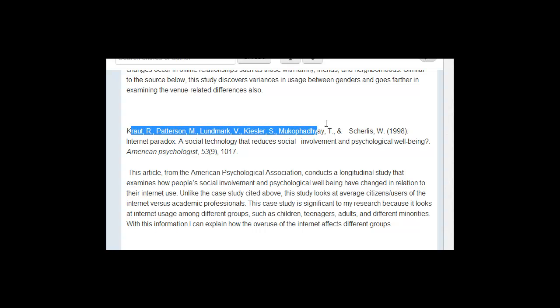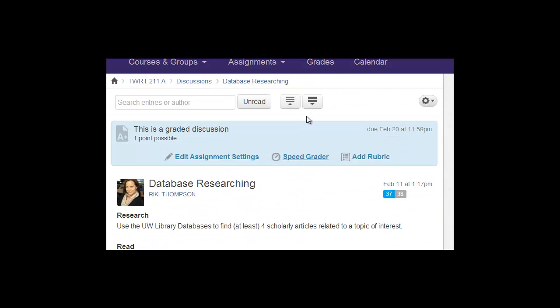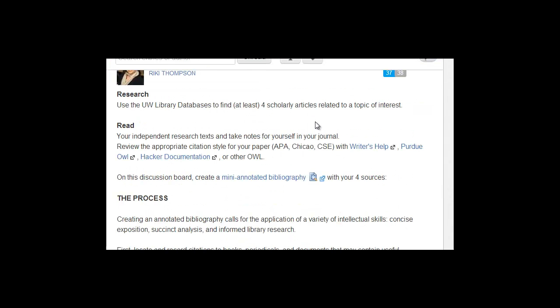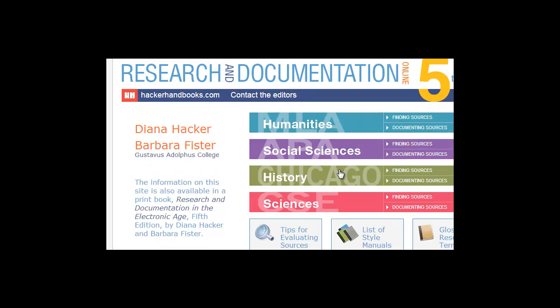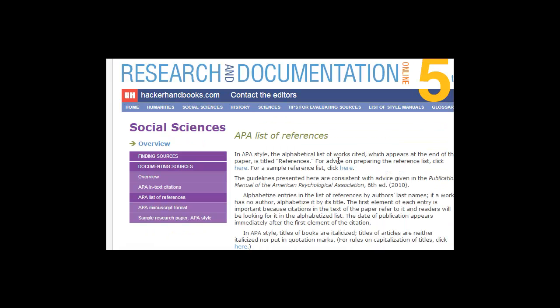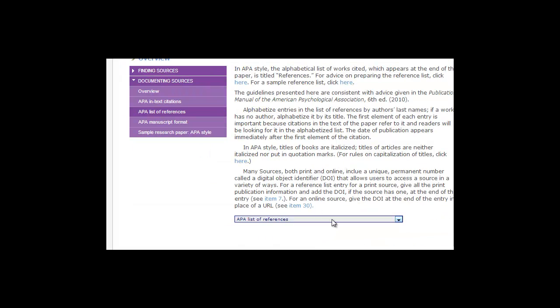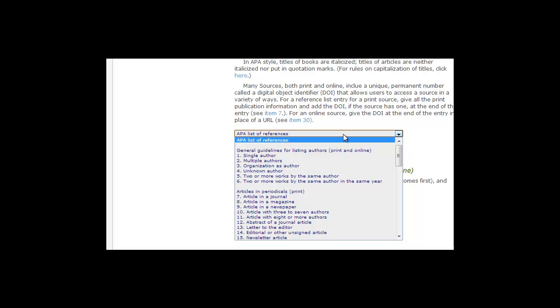Again, we have authors and then year. Again, now I'm feeling like I should look up APA. Let's go to the Hacker documentation. Let's look up APA documenting sources, APA list of references. Let's double check this. APA list of references, what do we want? We want an article in a journal.